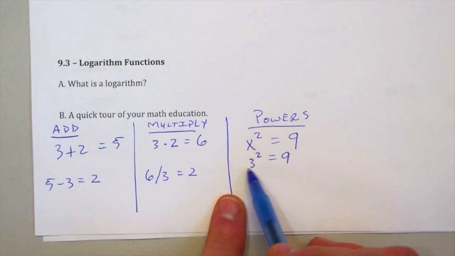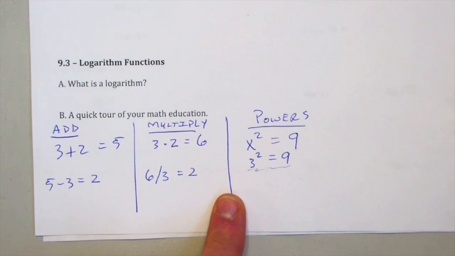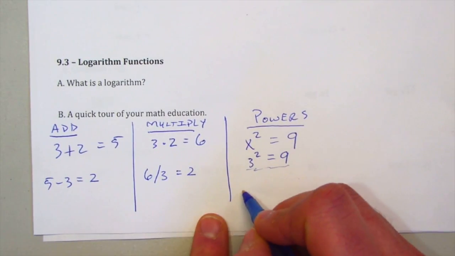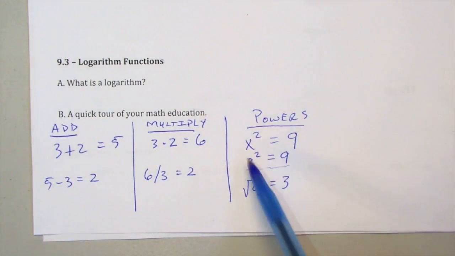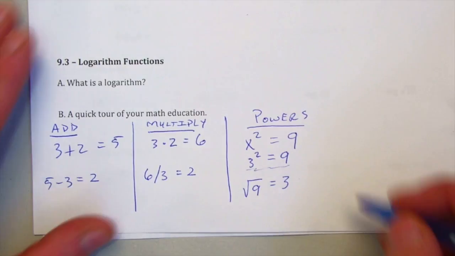So this right here would be power form using those numbers. And if I rewrote those, I could write it in root form. I could write square root 9 is equal to 3, like that. So the exact same numbers, just now rewriting them in root form. Well, I think you're catching on to the idea.